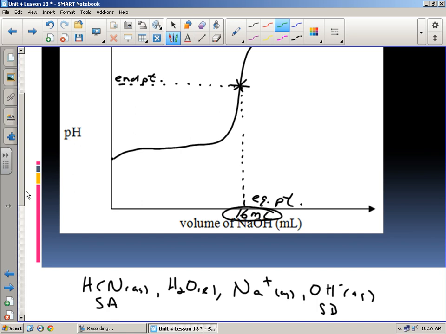Not too far away from 14, is it? Now, I would probably reserve really strong bases for like 13, 14, maybe 12 even. So where is this going to fall? I would say CN minus is about there somewhere. In relation to the strongest bases, I would say it's going to have a fairly high pH. It's pretty close to hydroxide.